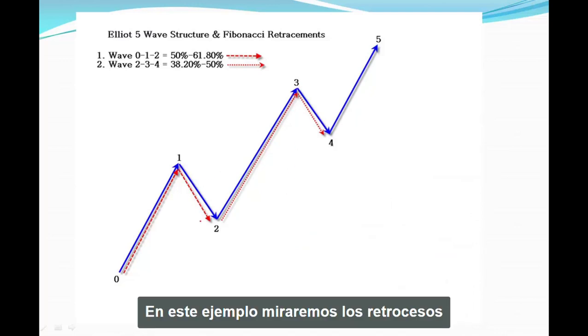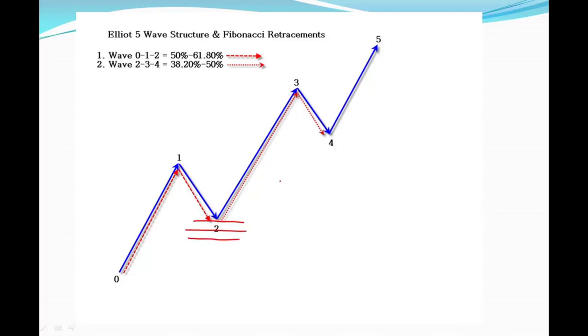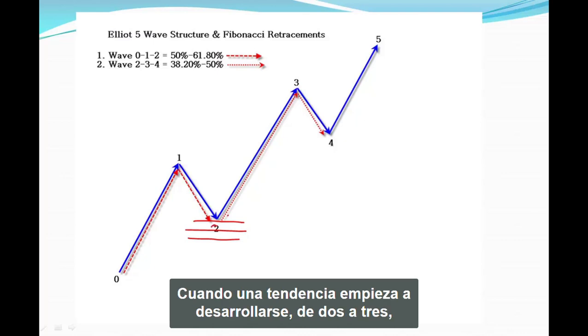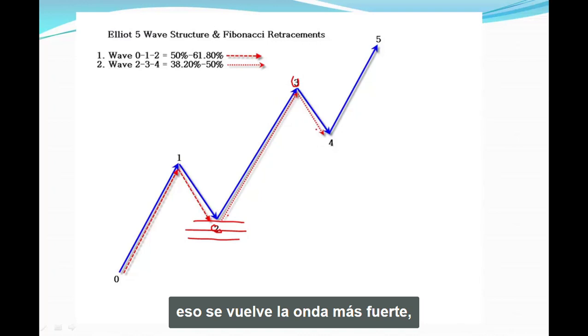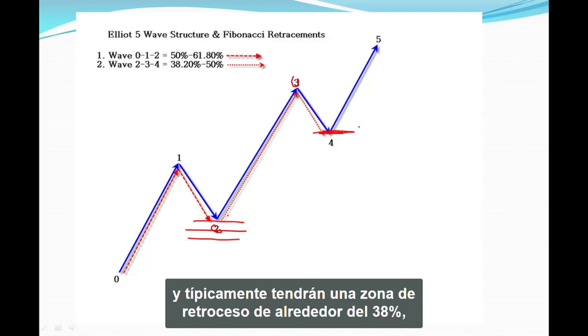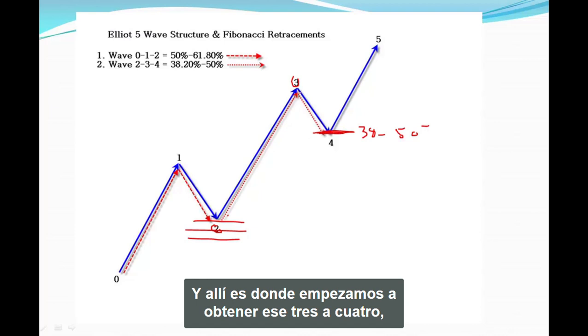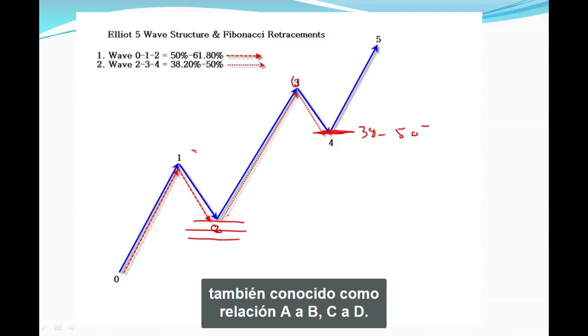So in this example, we look at retracements of 50 to 61.8 off that first low. When a trend starts to develop from 2 to 3, that becomes the strongest wave. And typically you'll have around a 38% retracement zone and a maximum of 50% on a retracement. And that's where we start to get that 3 to 4, also known as that A to B, C to D relationship. So this is the structure of that Elliott wave.